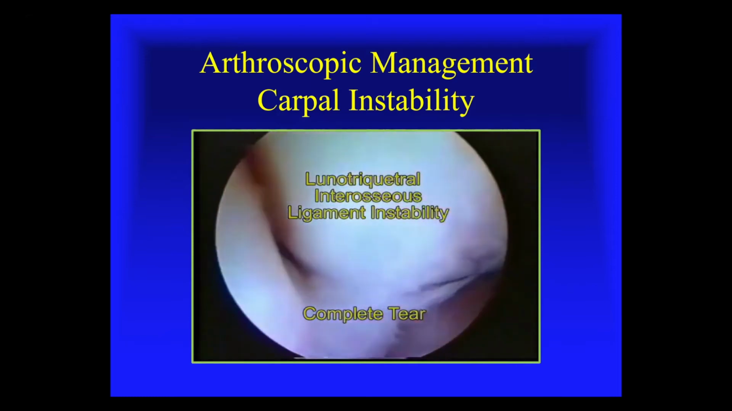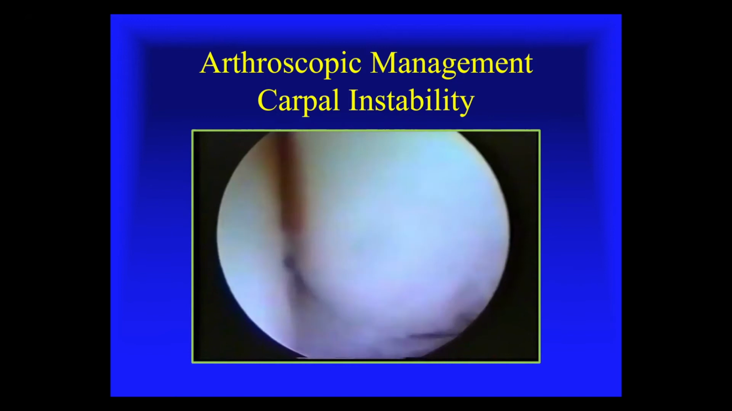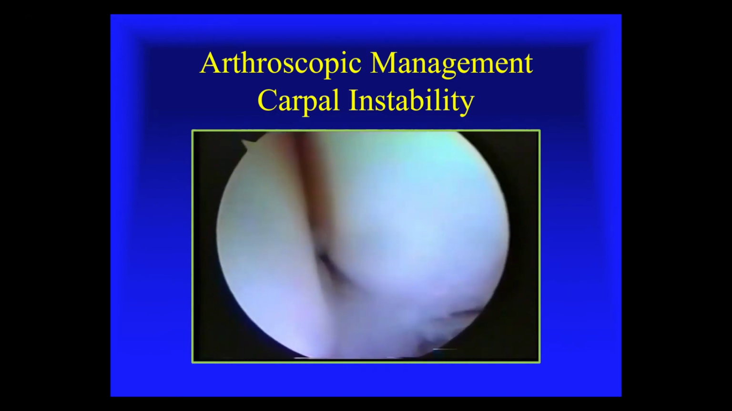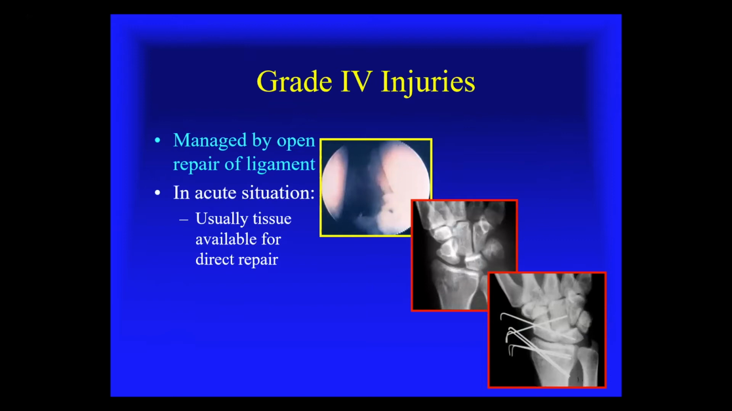Now we see with a more complete tear, we're seeing gapping between the lunate and the triquetrum, instead of an intact ligament with a normal concave appearance. So for the grade 1, 2, and 3s, I think these can be arthroscopically managed. For the 1s, that's generally more of a sprain. We treat that non-operatively. 2s and 3s acutely, we may consider placing a percutaneous screw.